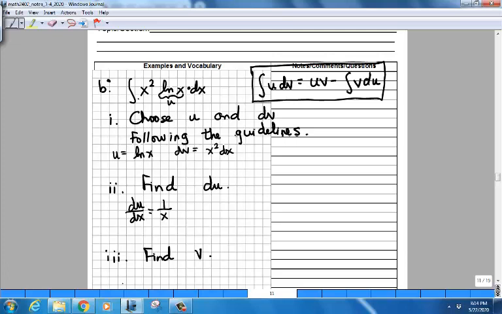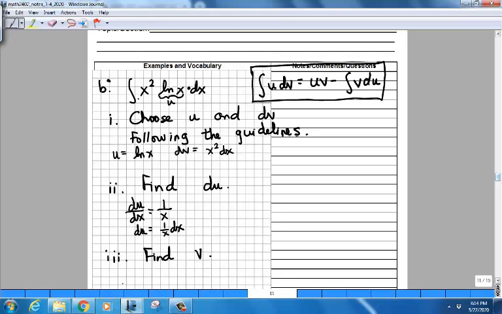Now, you notice that in the integration by parts formula, you don't want du dx, you want just plain du. So take this equation and solve it for du. That's pretty easy to do, isn't it? Because all you have to do is multiply dx by both sides. So you get du is equal to 1 over x times dx. That's what du is equal to.